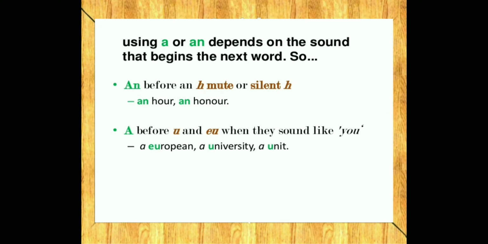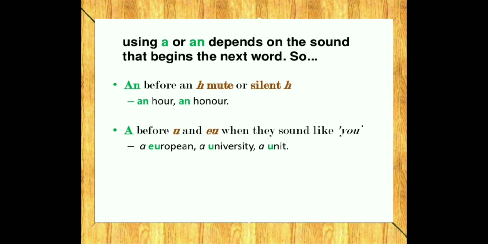So, an before an h mute or silent h. For example, if there is a word which begins with a consonant letter but a vowel sound, you need to focus on the sound rather than the letter. So here in hour and honor, both the h's are silent and the words begin with a vowel sound. So you will use an with them.